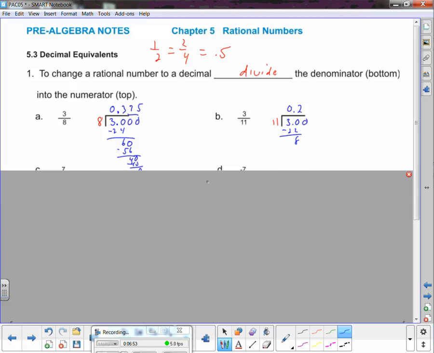And we need another 0, don't we? 11 goes into 80. How many times? 7. And we get a 77, remainder of 3. Does that 3 mean anything to anybody? Does that have any meaning to you? Allison, what meaning does that give to you?